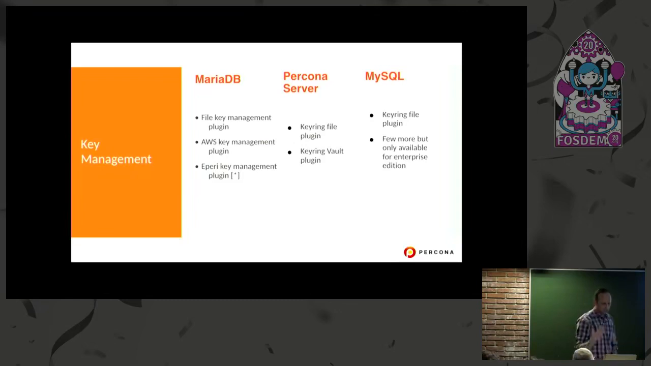Percona Server also provides a keyring file plugin. It's a plain text file, but currently it doesn't work if you encrypt it. Percona Server also provides the HashiCorp keyring vault plugin. So if you use HashiCorp's Vault, you can store the keys there. MySQL also provides the keyring file plugin, but they have a few more, I think five or six, but these are only available in the enterprise edition.